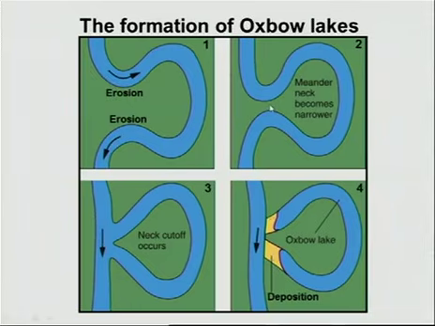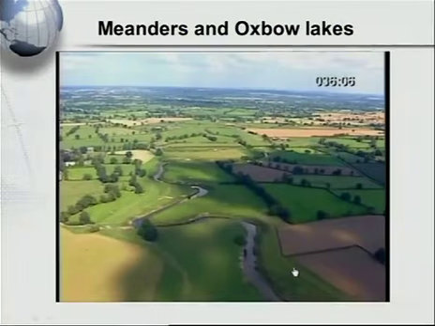Have a look at that. And then this meander neck actually breaks through here. The neck cutoff begins to occur, and then, have a look at this. This meander is completely cut off, and then the river flows straight, and here where the meander was, we actually get an oxbow lake. Now, I would just like to show you how oxbow lakes are formed, by means of this very short video clip that we've got here.